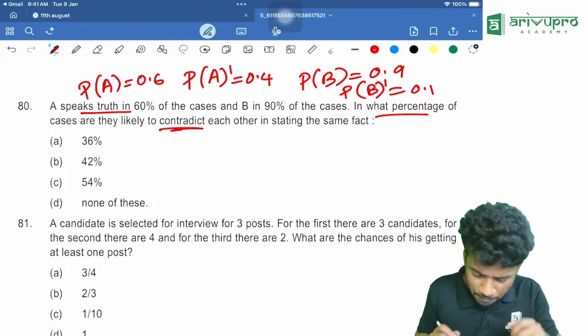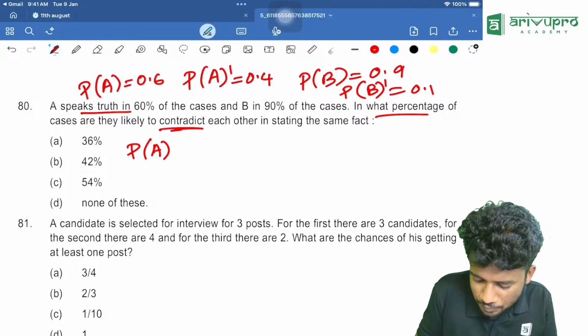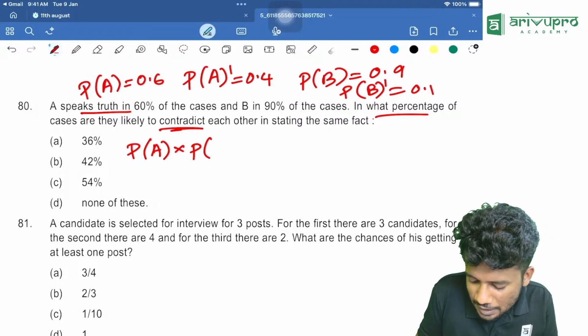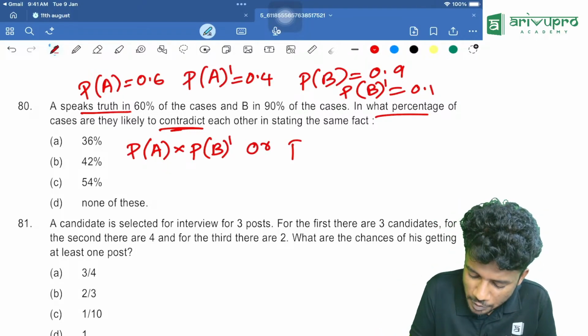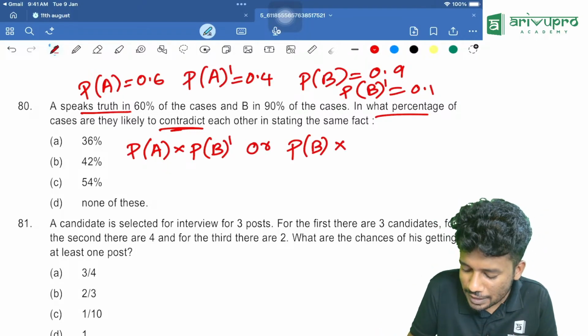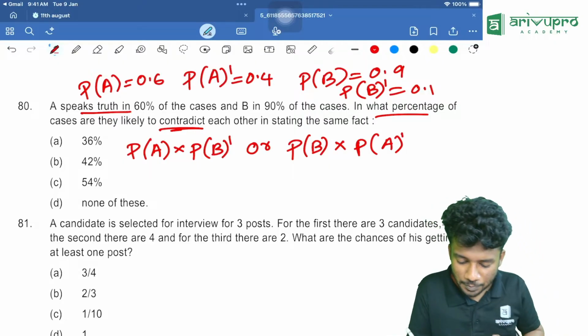Yes. Now look here. First case, A is telling the truth and B is lying. Or in case 2, B is telling the truth and A is lying. So that is the answer. Directly put, you will get the answer.